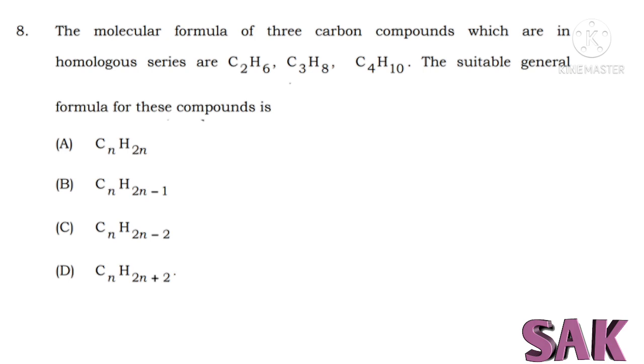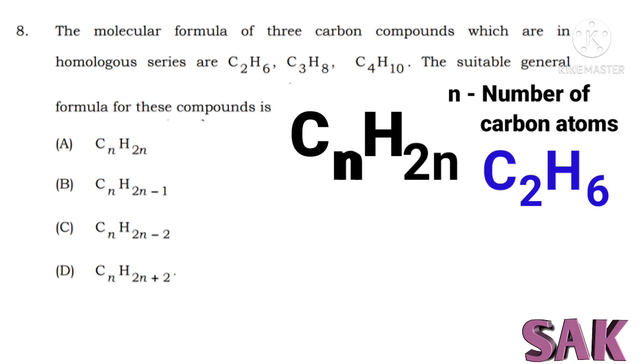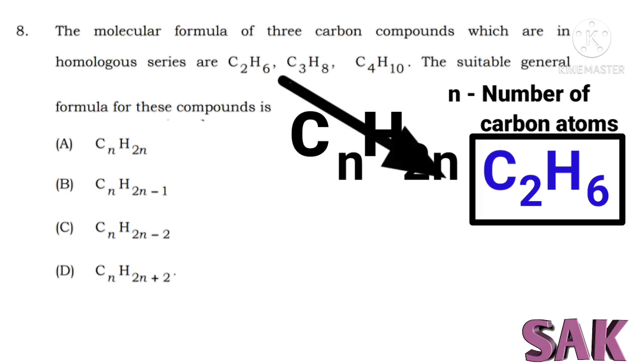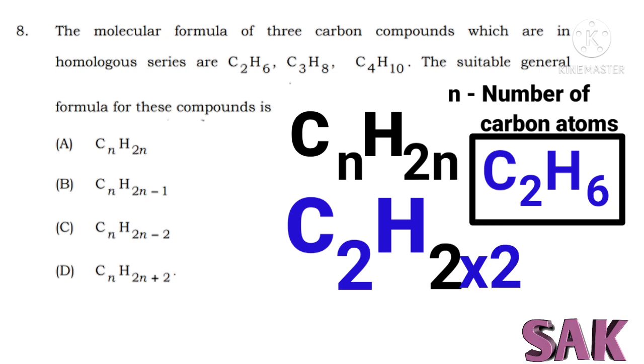Let us examine the options one by one. First option is CnH2n. Here n indicates the number of carbon atoms. Let us find out the answer by taking C2H6 from the question. N means number of carbon atoms, that is 2. 2n means 2 into n's value is also 2, that is 4. For CnH2n we get the value C2H4. So this is not the correct answer.